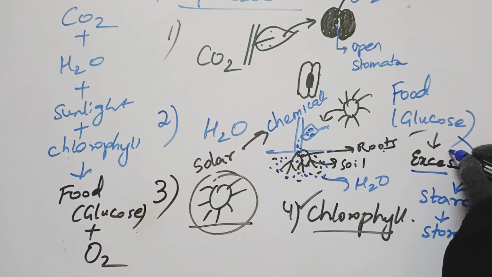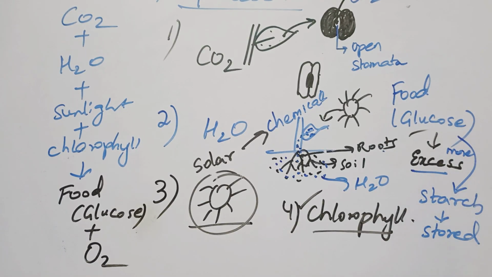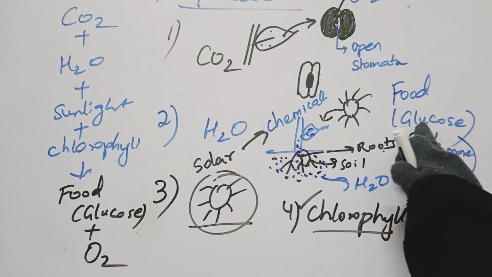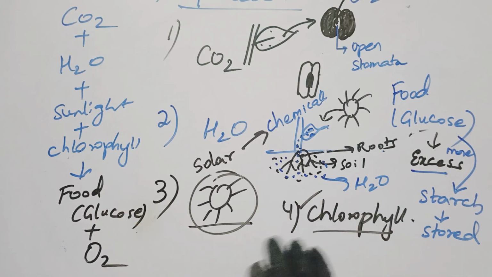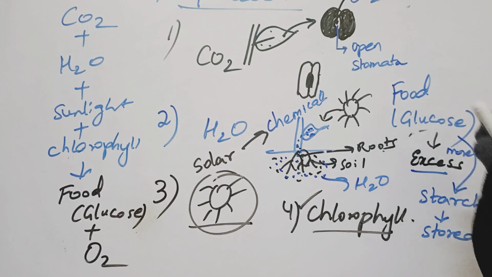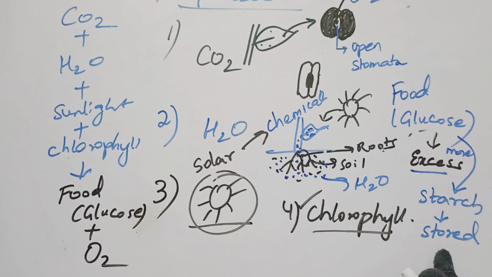If glucose is present in larger quantity, then that glucose will be converted into starch. The plant will do that conversion, you need not worry. The glucose will get converted into starch, and that is stored as food inside the plant body. The plant can use this stored starch whenever it wants.